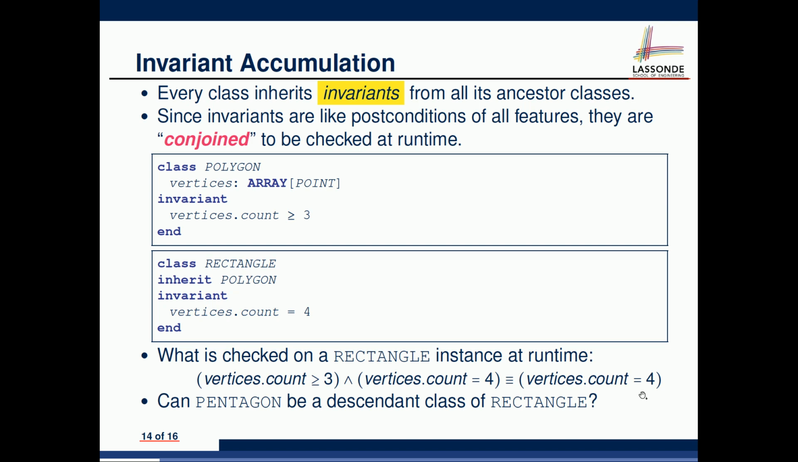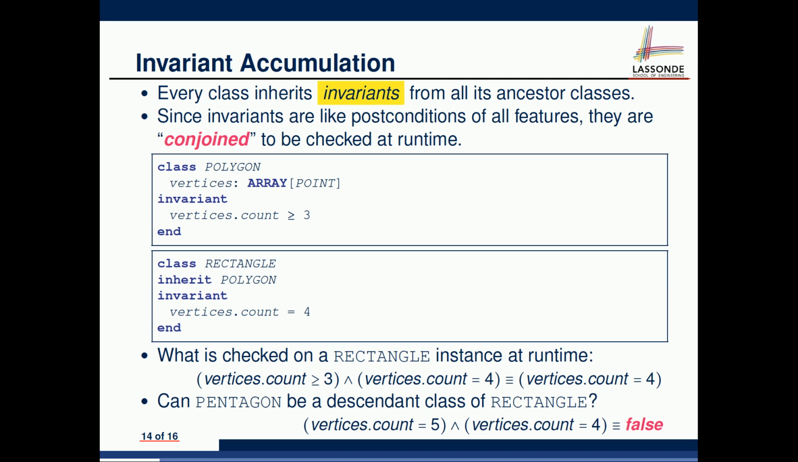So how we justify it for pentagon is exactly what you said. For pentagon, you will say vertices.count equals 5, and then vertices.count equals 4, right? That's the invariant from rectangle. If you conjoin them together, you're going to get false. That means your pentagon will never run. You always get a class invariant violation.